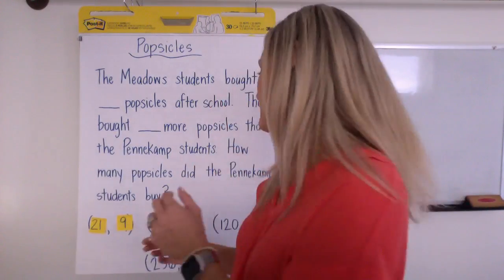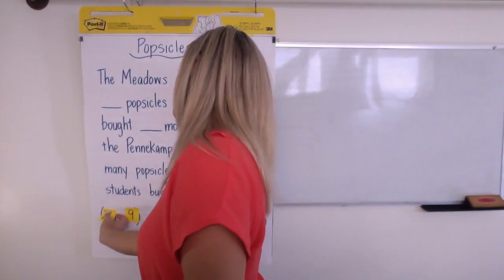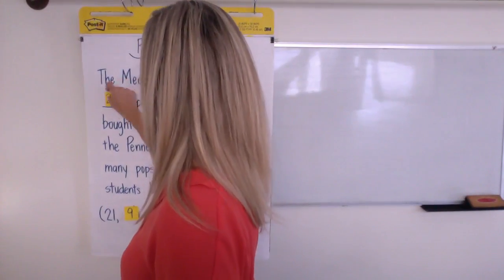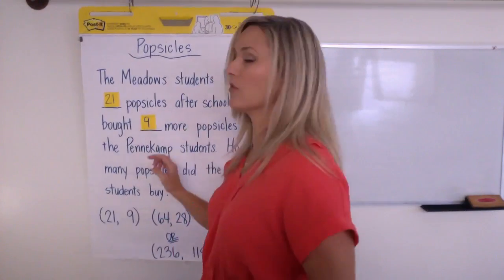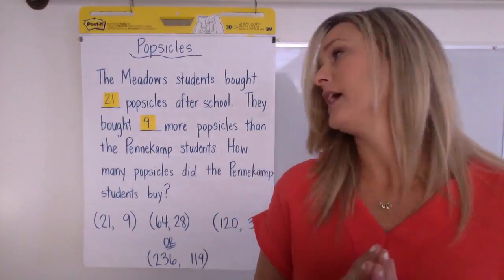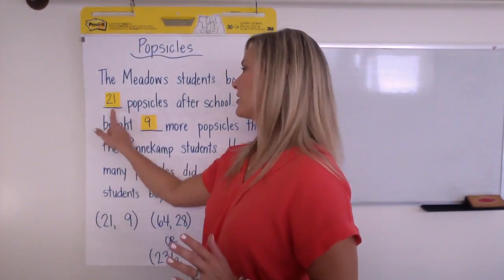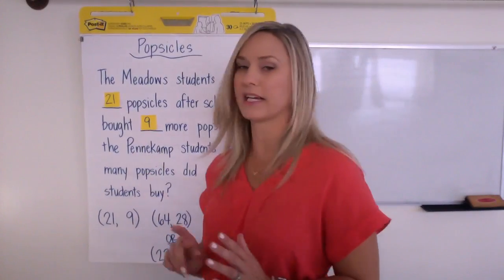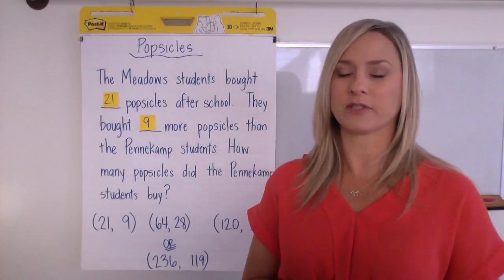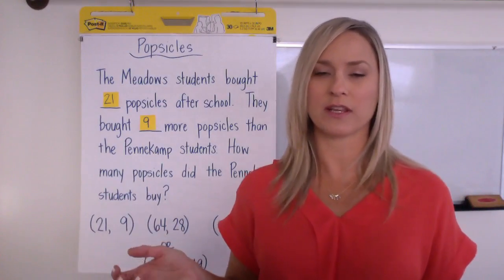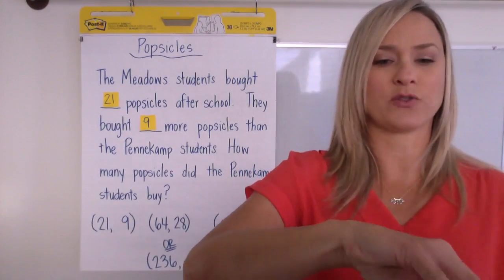Okay, now let's do it with some numbers. 21 and 9. All right, so we've got to read again after we get our first number on our first line and our second number on our second line. The Meadows students bought 21 popsicles after school. Okay, so we know for sure that the Meadows students bought 21 popsicles.